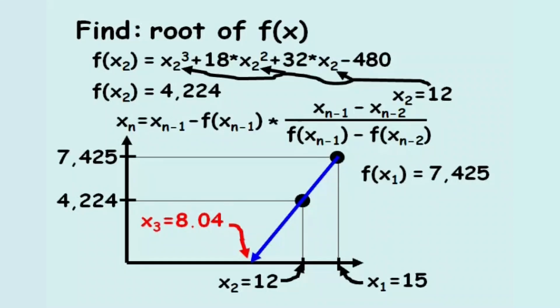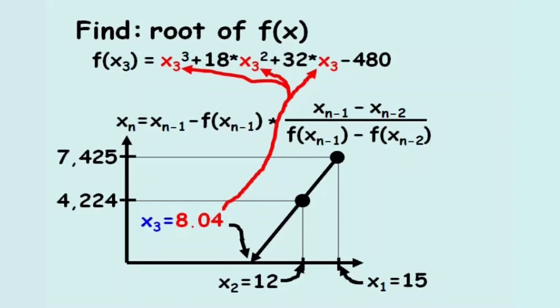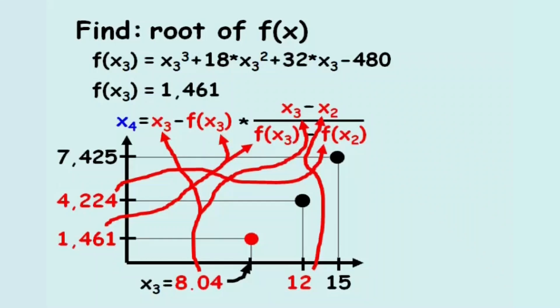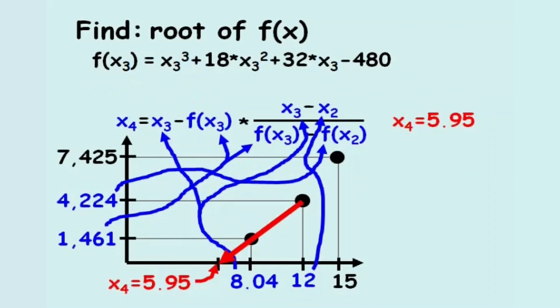Next, we'll check to see if 8.04 is a root for f of x. After plugging in 8.04 for x3, we compute f of x3 equals 1,461, which means 8.04 is not a root of the function. Therefore, we'll solve for x4 by plugging in the values of x2, x3, f of x2, and f of x3, which makes x4 equal to 5.95.